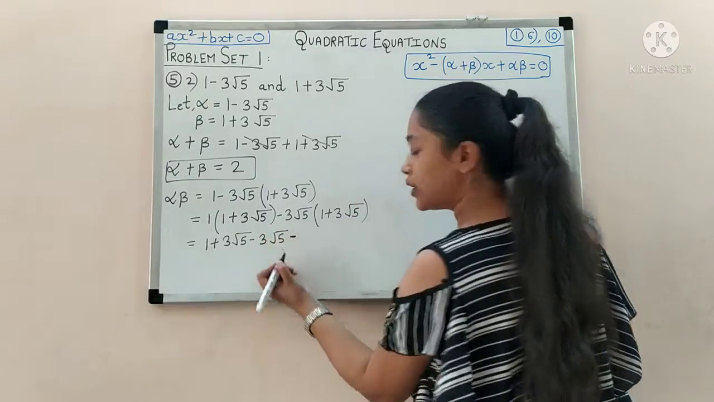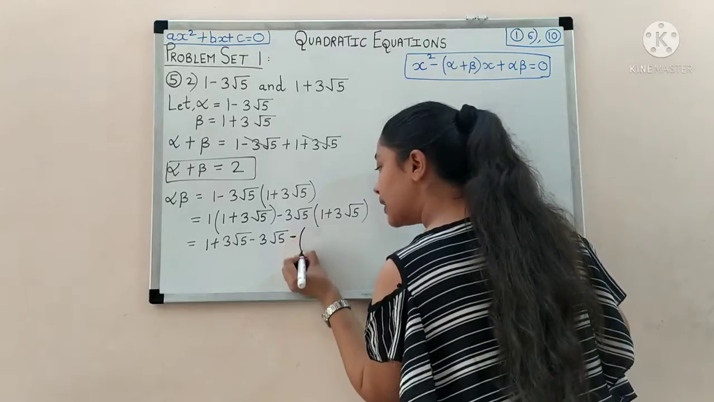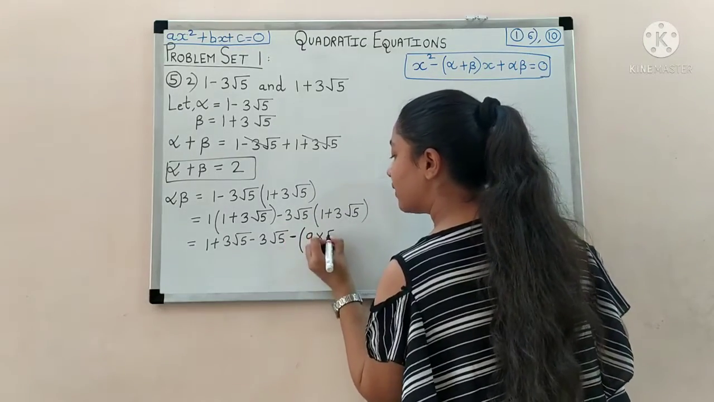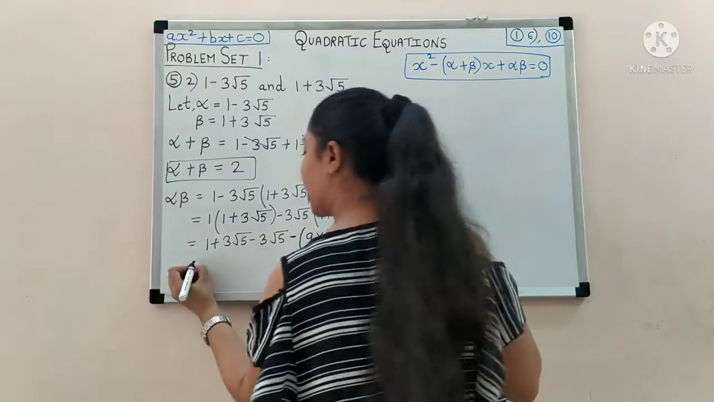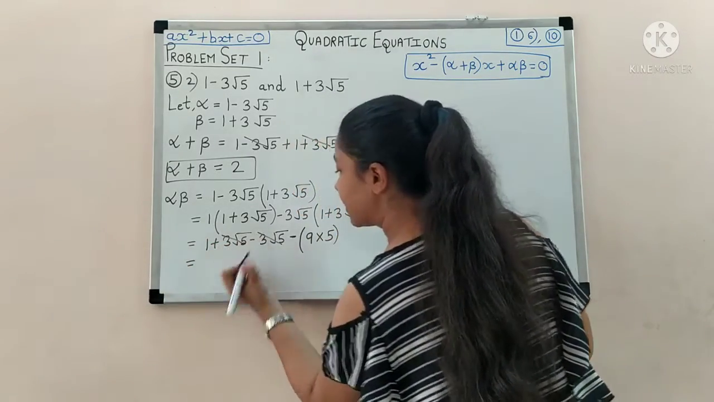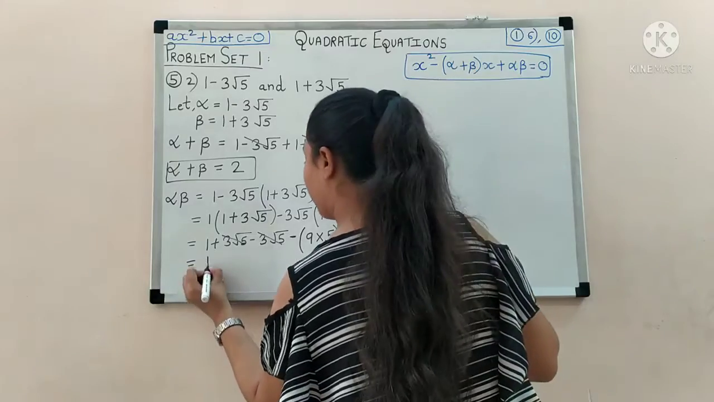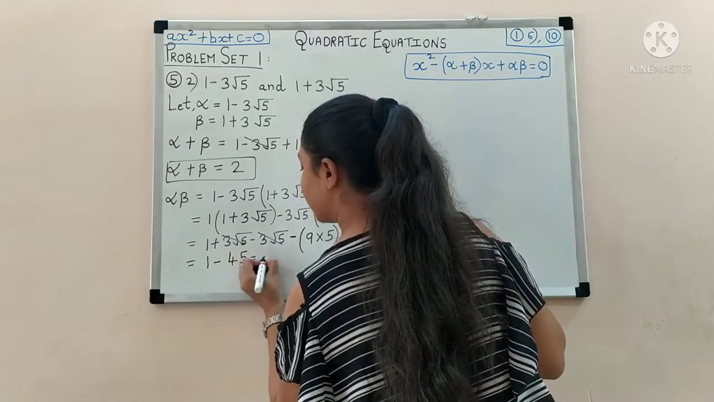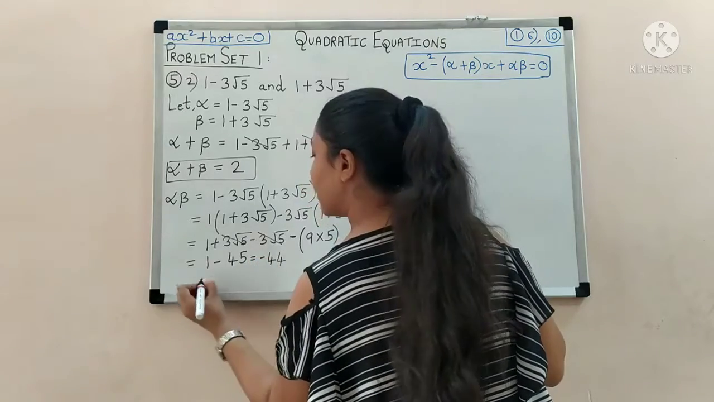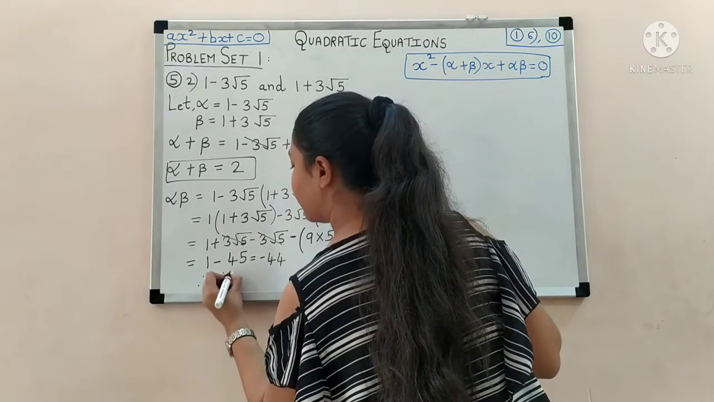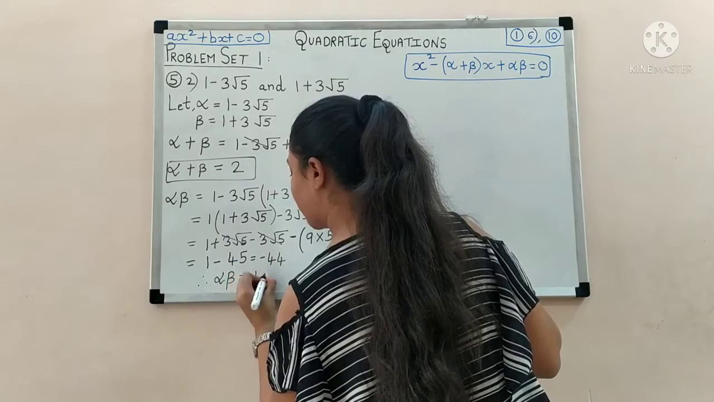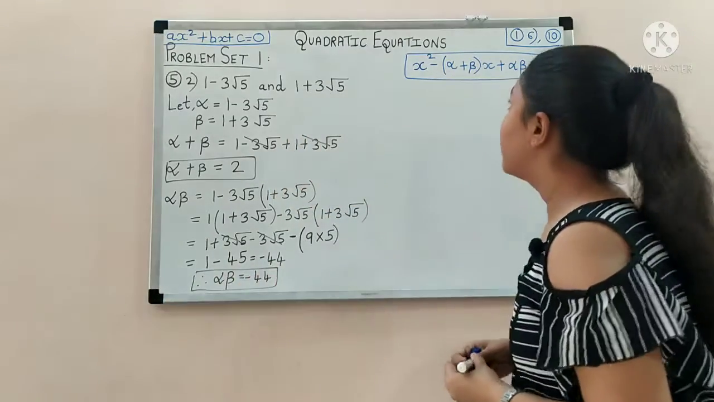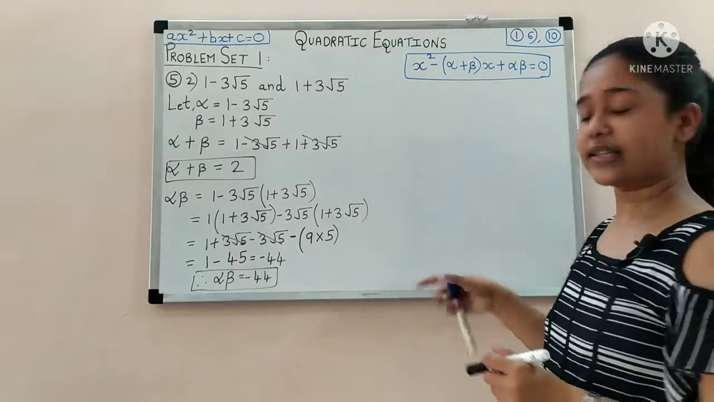First of all, minus into plus will give me minus. Then 3 into 3 will be 9, correct? And root 5 into root 5 will give me 5. So now see, plus 3 root 5 minus 3 root 5 will get cancelled. 1 minus, this is 9 5s, which gives me 45. So it will be minus 44. Therefore, alpha into beta is minus 44. How much is alpha into beta? It is minus 44. Now, we will directly substitute the value in this equation.